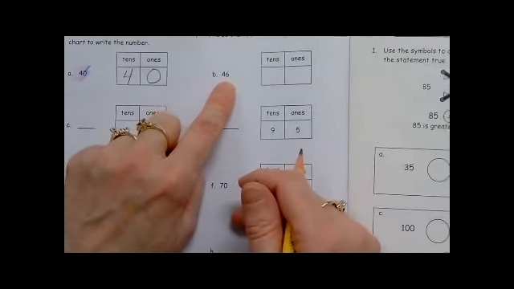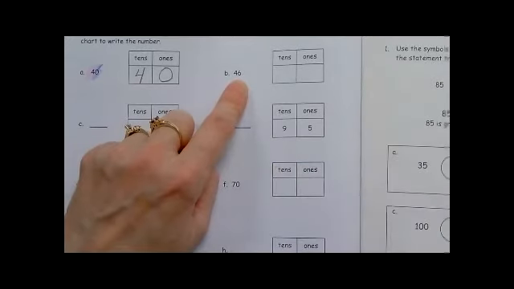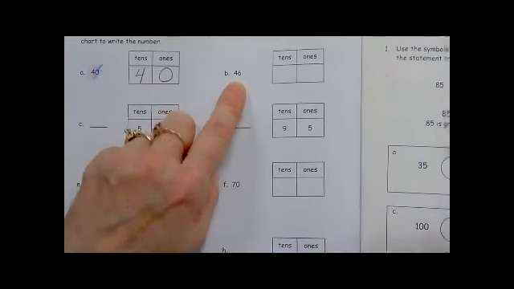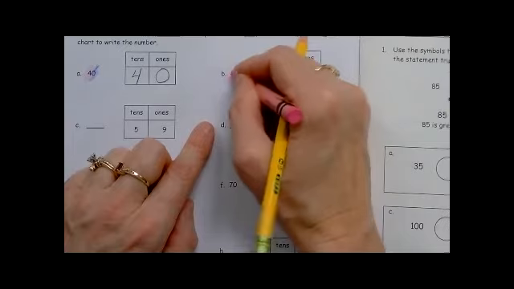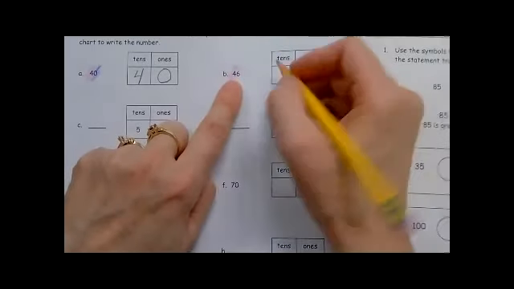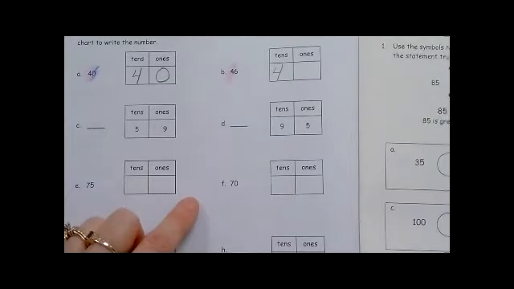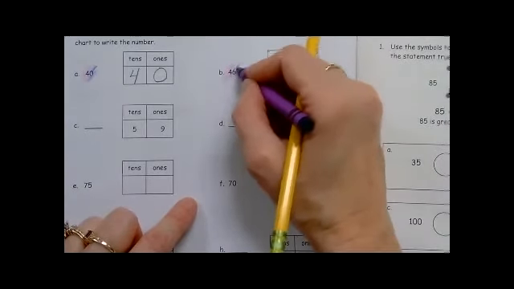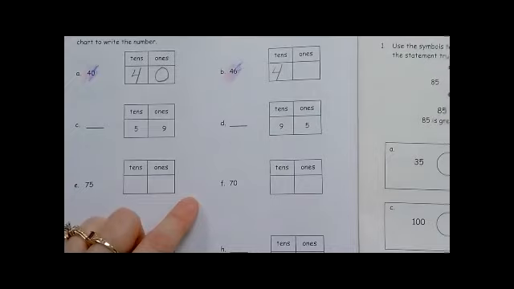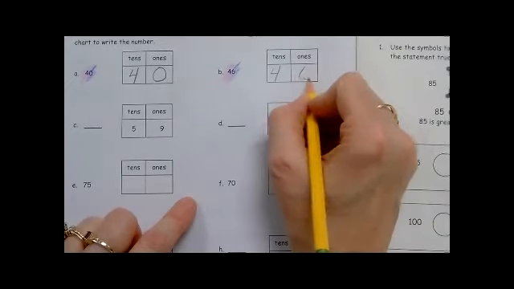What is this number? This number is 46. How many tens are in 46? There are 4 tens. The 4 is in the tens place. How many ones are in 46? The 6 is in the ones place, so therefore there are 6 ones.